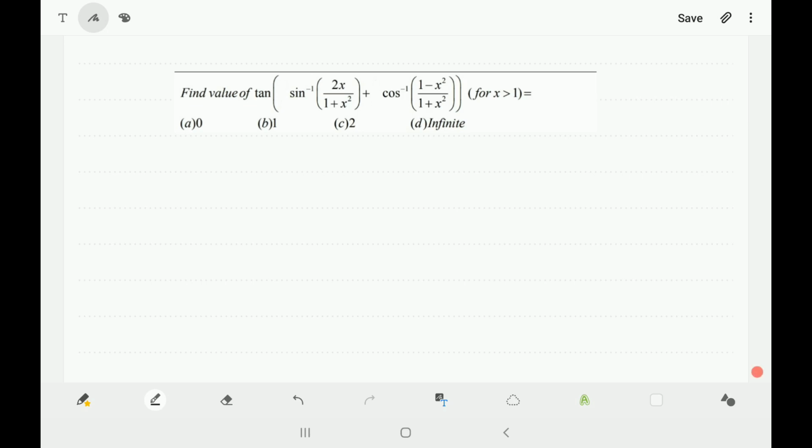In this problem we have to find the value of tan of sine inverse 2x upon 1 plus x square, plus cos inverse 1 minus x square upon 1 plus x square, for x greater than 1. We already know the graphs of these two functions. If you remember them, this problem will be quite easy for you. Otherwise you have to put the substitution x is equal to tan theta, or tan inverse x is equal to theta.